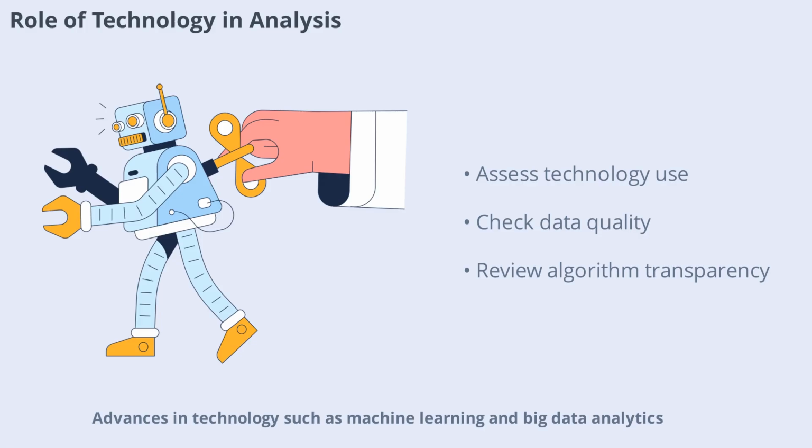Advances in technology such as machine learning and big data analytics are transforming biomedical research. These tools can uncover patterns and relationships that might be missed by traditional methods. However, they also introduce new challenges such as data quality and algorithm transparency. When analyzing conclusions, consider how technology was used and whether its limitations are addressed.